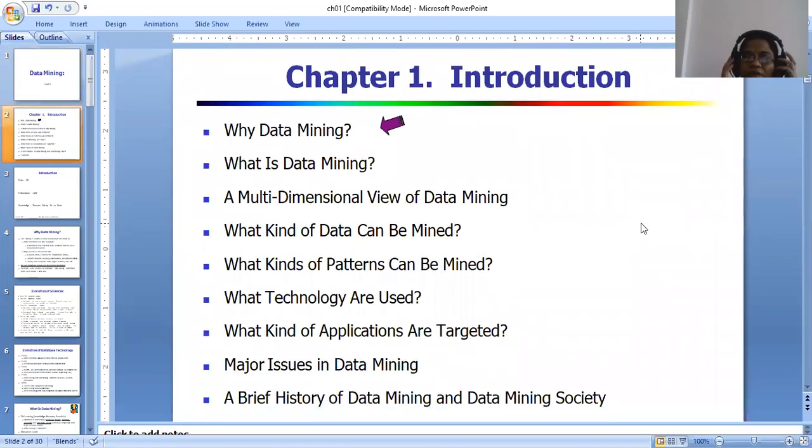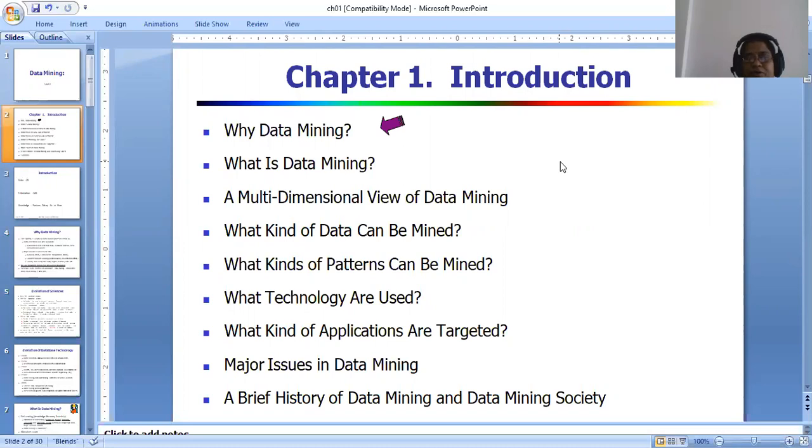In this unit we will be studying why data mining, what is data mining, a multidimensional view of data mining, what kind of data can be mined, what kinds of patterns can be mined, what technologies are used, what kind of applications are targeted, major issues in data mining, and a brief history of data mining. This is what we are going to study in this part.